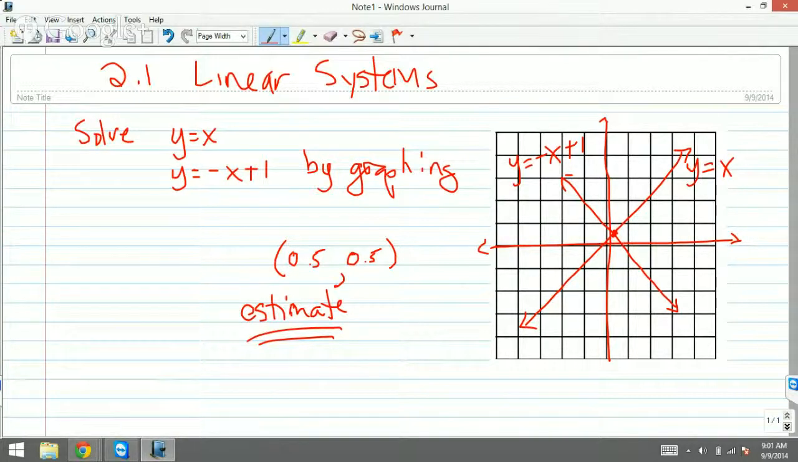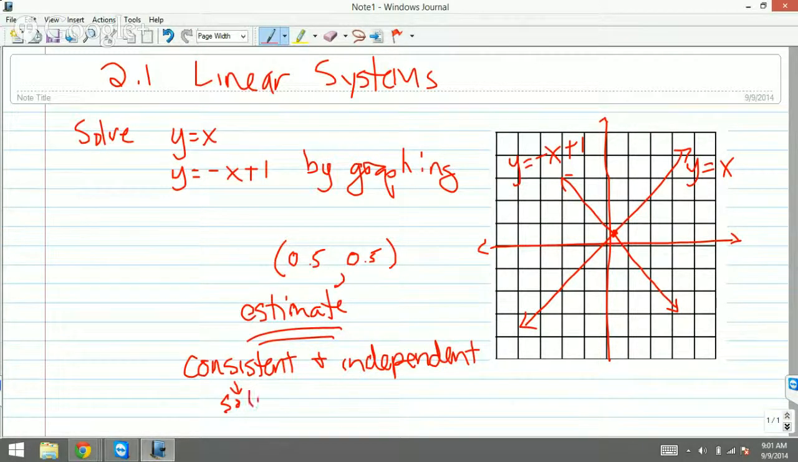These lines, if you're looking for some vocabulary, are consistent and independent. They're consistent because there's a solution, and independent because they're separate lines.